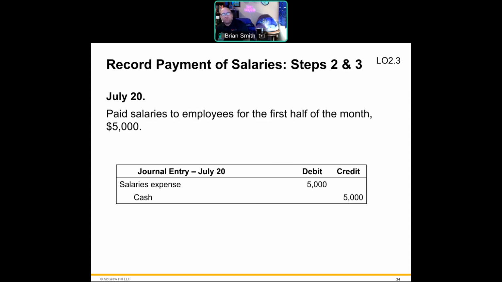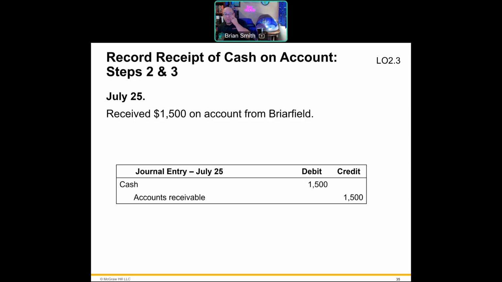Paid salaries to employees for the first half of the month. Oh, good. They're paid two paychecks per month. Received $1,500 from Briarfield. I think they owed us the 3,500, so it's about, it was another 2,000, I think.